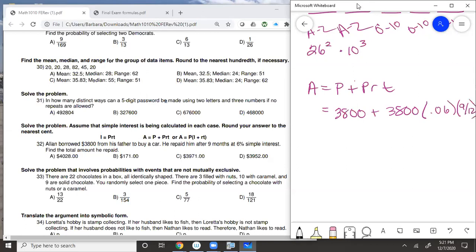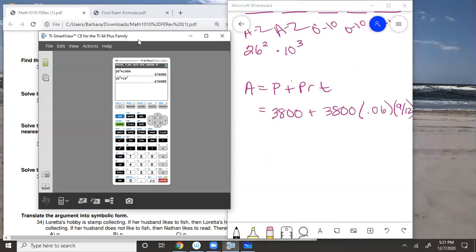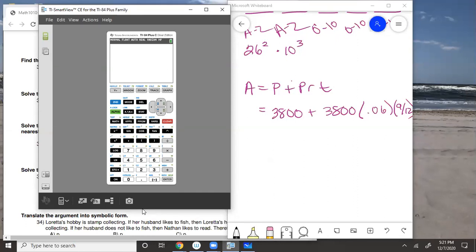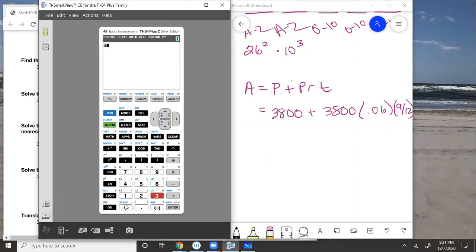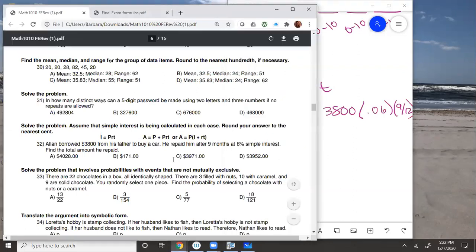Okay, so that's how you would put this on your calculator. I get 39.71. So the answer is C.